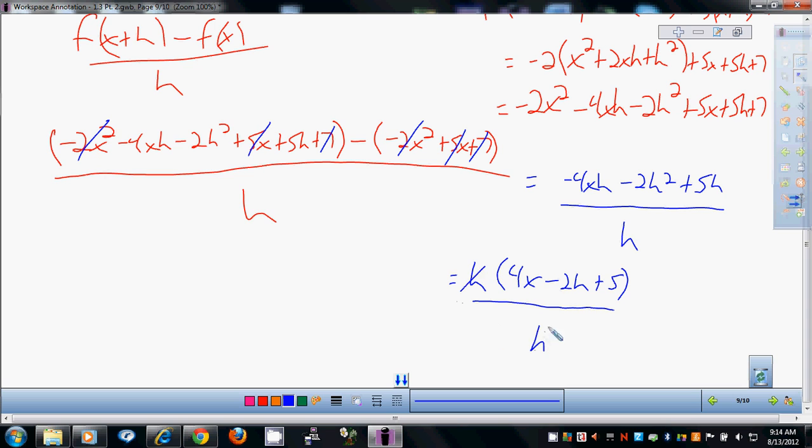You should always be able to cancel this, and you will always be left with some kind of equation, something like that. And that is your finished product for that problem. It is a tad time consuming, but I think we can agree by far the hardest part is the f of x plus h step. If you can get that, the rest of it's not bad.